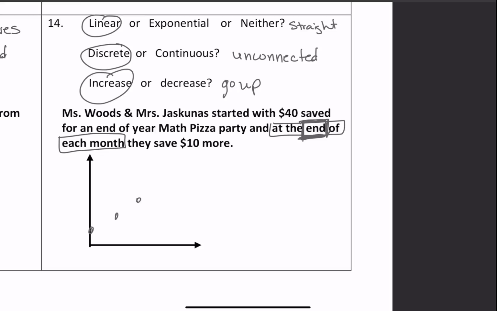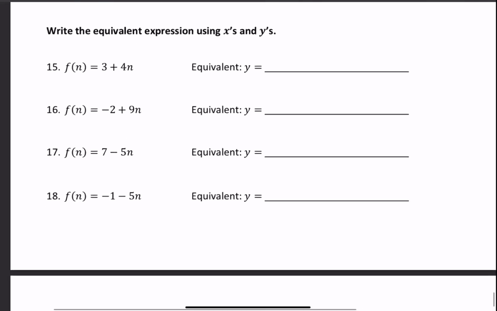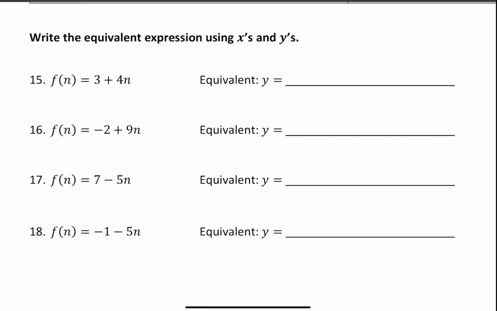So here we go. Straight line going up, unconnected dots. Next up, we're going to write equivalent expressions using x's and y.